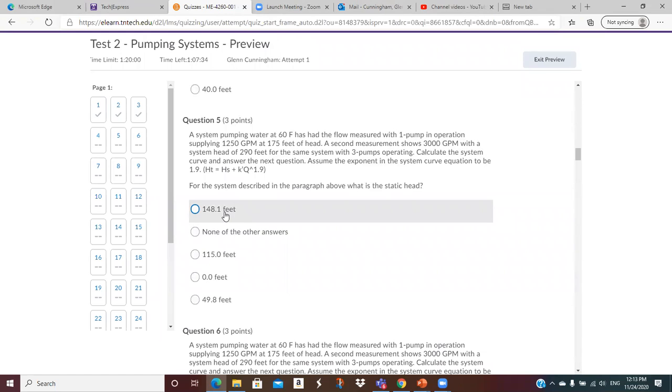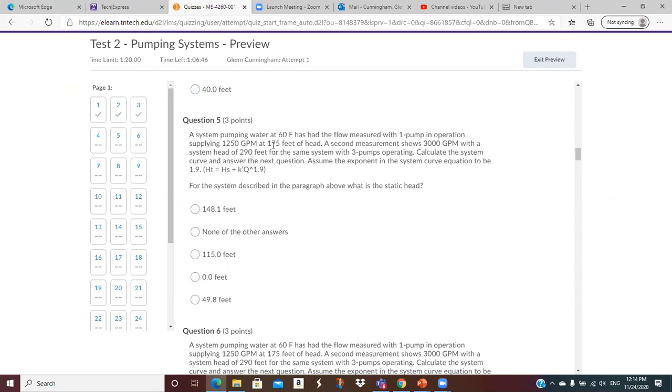Okay, so moving along to number 5 here. Pumping system with water at just standard water, 60 degrees, is at a flow measurement with one pump in operation, supplying 1,250 GPM and 175 feet of head. Second measurement shows 3,000 GPM with a system head of 290 feet for the same system with 3 pumps in operation, so we can run parallel pumps in this. Calculate the system curve and answer the next question. Assume the exponent is 1.9. And then this is the equation. So basically, you just have to write this equation twice.